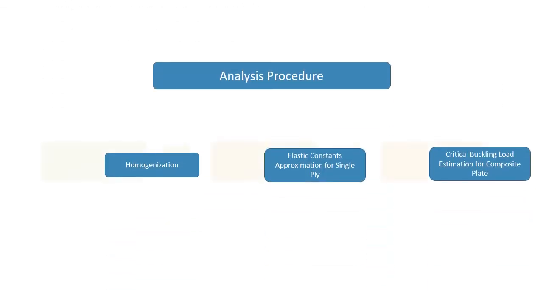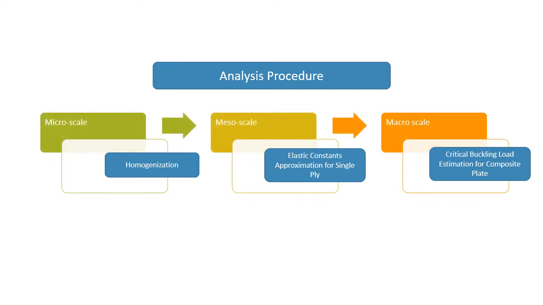So this is the analysis procedure, as we can see. At microscopic scale, as we have described earlier, homogenization will take place. In meso scale, after homogenization, we will find the elastic constants for a single ply, and then after that we will use that ply for a combination of plates, and we will find the critical buckling value for a macroscopic scale.